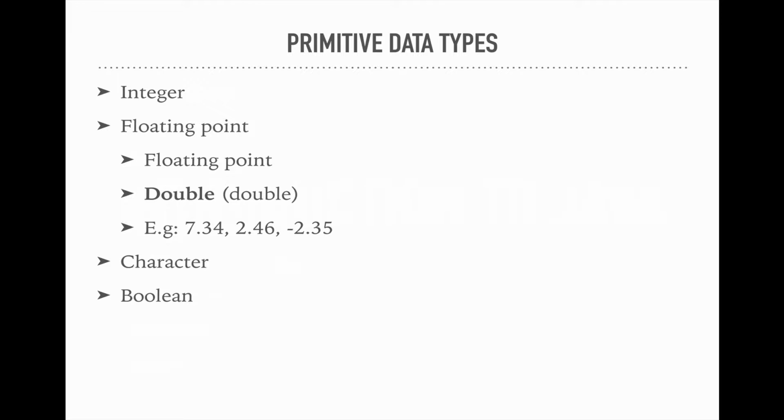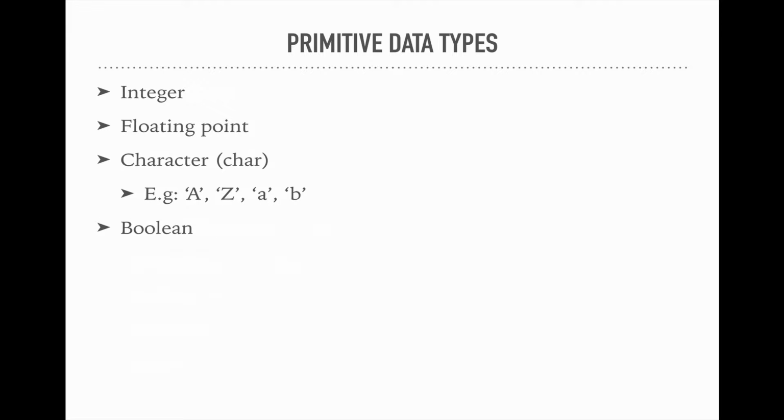The third primitive data type of Java is character. Character consists of a single character surrounded by single quotation marks. For example, we have A, Z, a, b. And the last primitive data type is boolean, which holds 2 values, true or false.